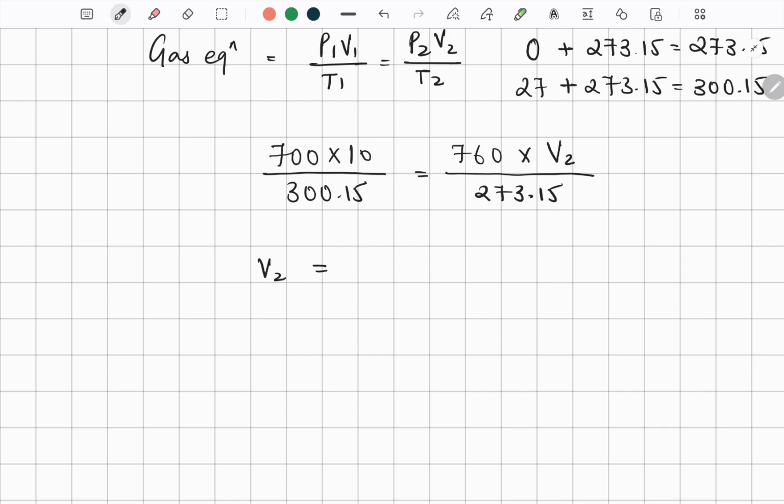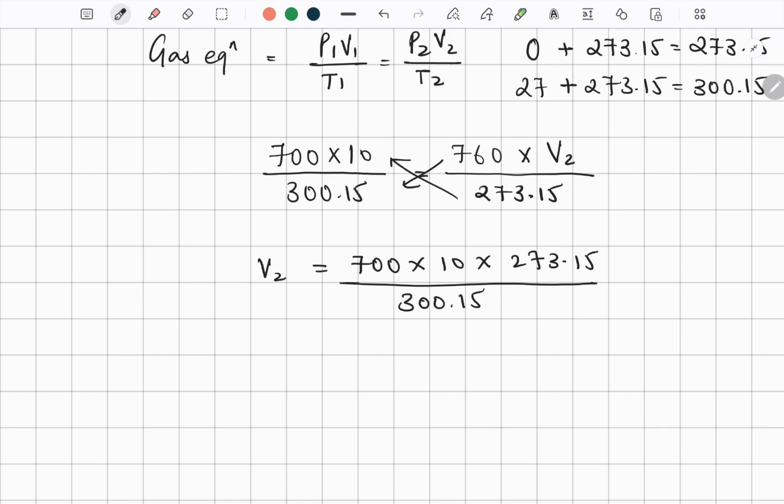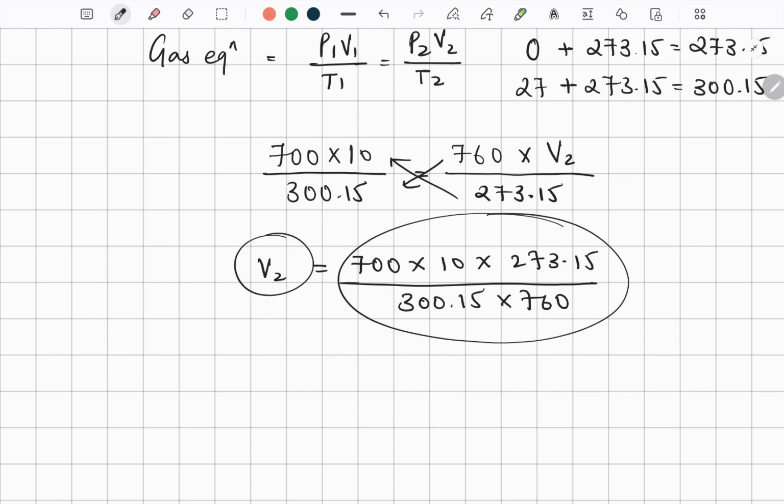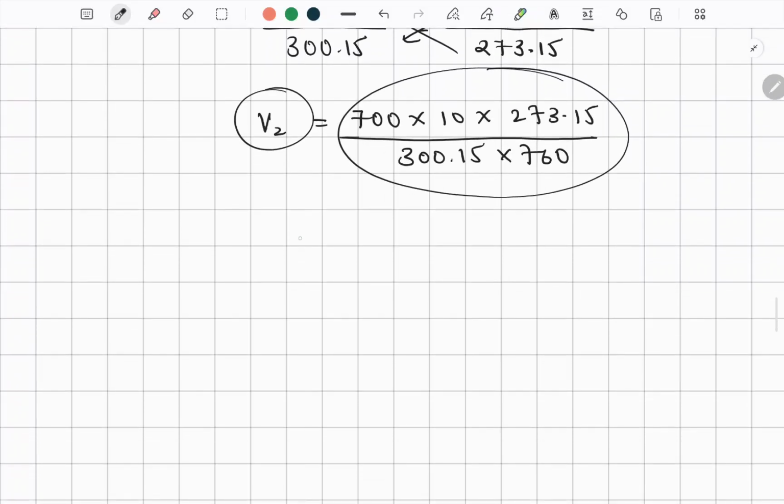So V2 is equal to 700 into 10 into 273.15 divided by 300.15 into 760. We have to solve this first in order to get the volume at STP. The answer for the volume at STP is 8.38, rounded to 2 decimal points. So the volume is 8.38 liters.